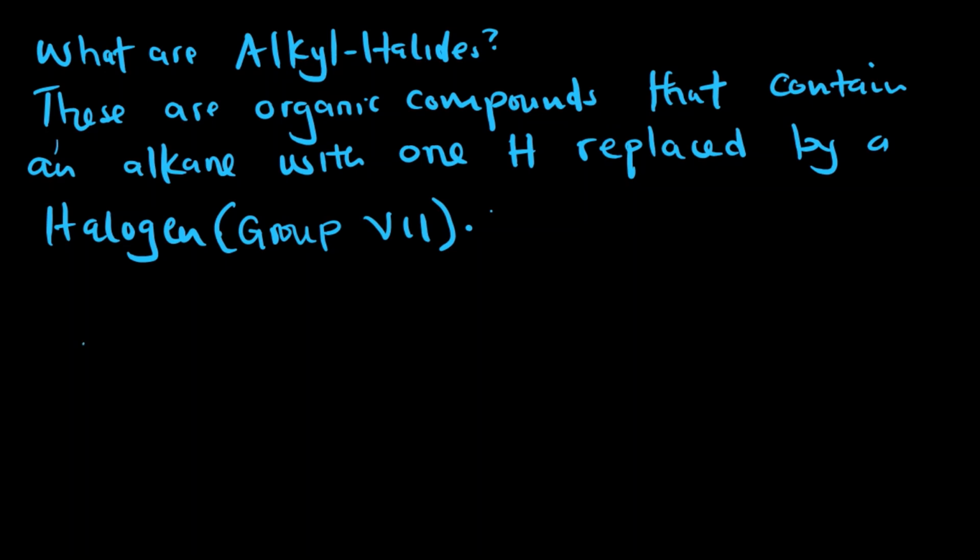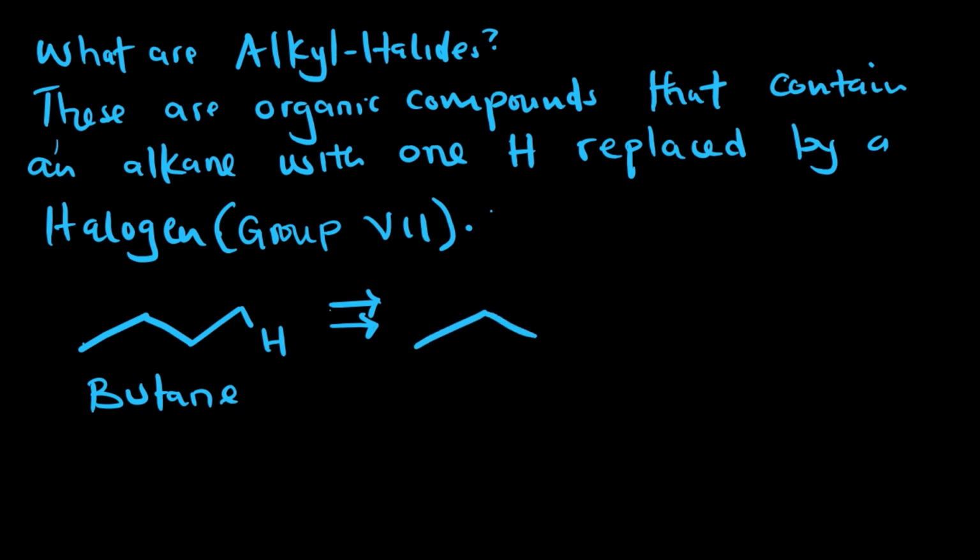So for example, if I have this alkane here, this is butane. If I replace one hydrogen here with a halogen, it will change from an alkane into an alkyl halide. So it will be this. Say I attach fluorine here. This is what we call an alkyl halide.